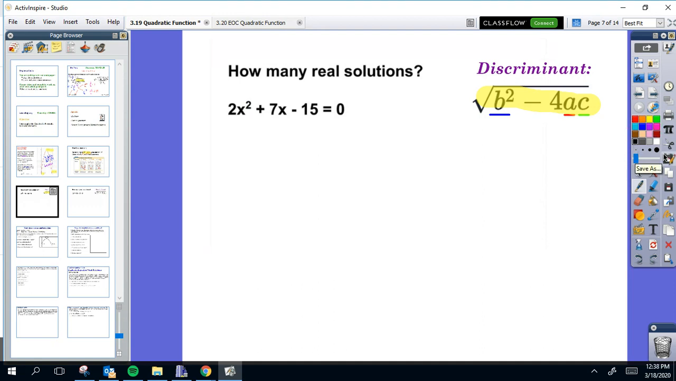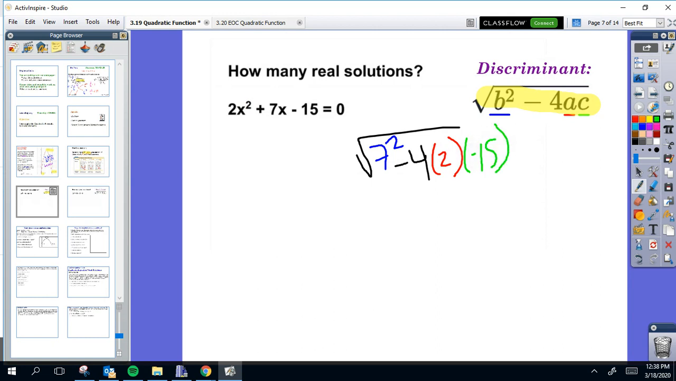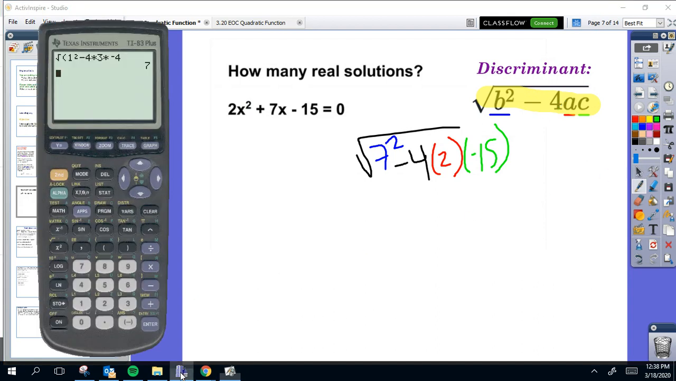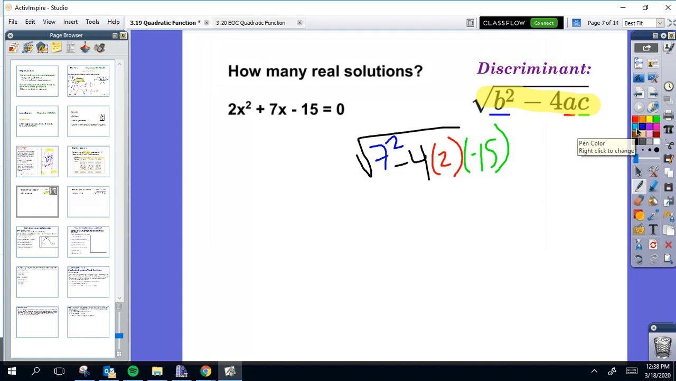All right, so using this as the discriminant, b squared. B is going to be the value 7, so I do 7 squared minus 4, and then the a value is 2, and then times the c value is negative 15. And guys, all of this looks like the quadratic formula. You know this is part of the quadratic formula. And all I do is put this in my calculator: square root of 7 squared minus 4 times 2 times negative 15. All right, and this is going to be equal to 13.